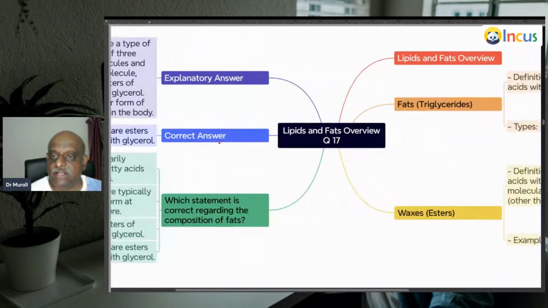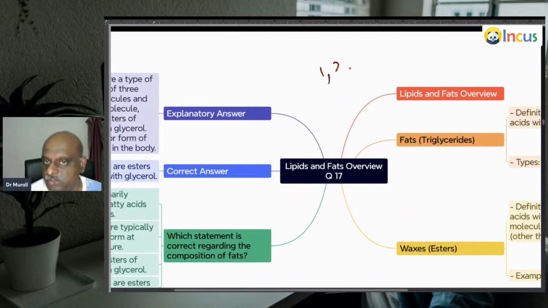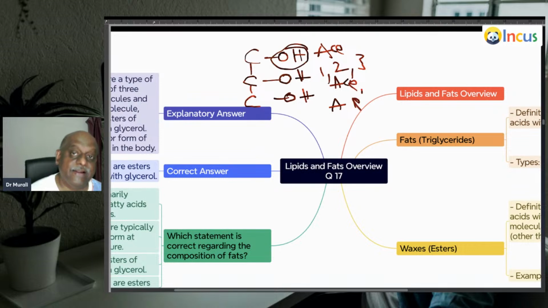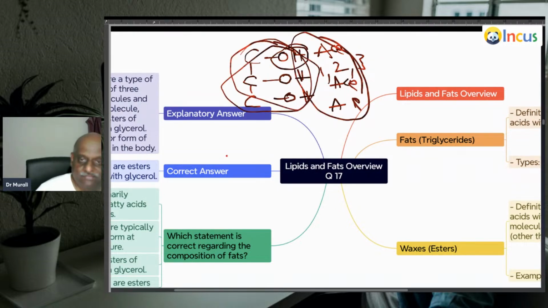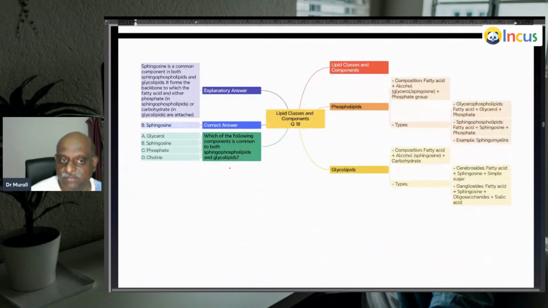With regard to the composition of the fats, triglycerides are the esters of the fatty acids with glycerol. So what is glycerol, doctor? Glycerol is 1, 2, 3 propane triol. CCC, right? Three carbons is propane. Triol means three OH groups. Once these OH groups are replaced by acetyl, it becomes triacetyl glyceride. This is the glycerol backbone. Triglyceride is the main fat, as all of you know.